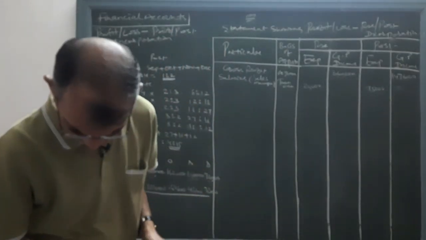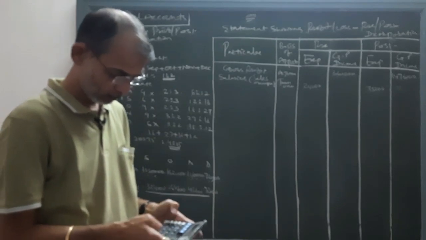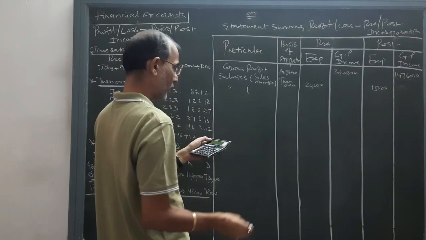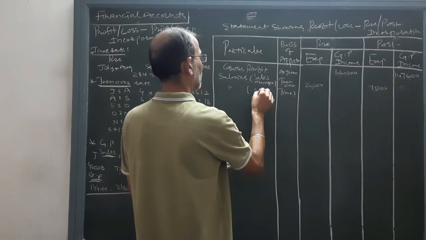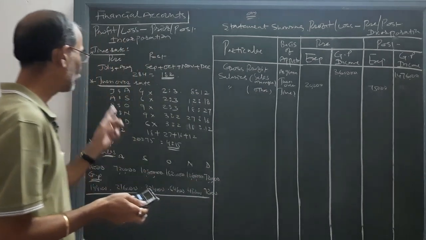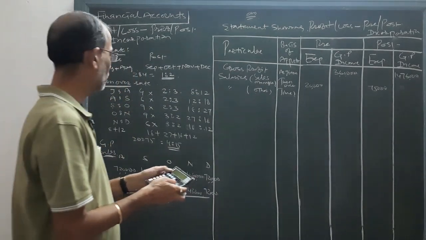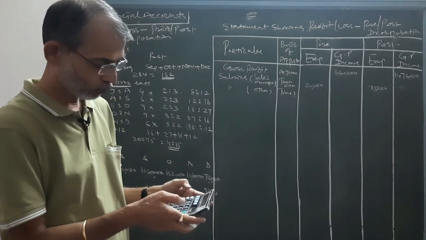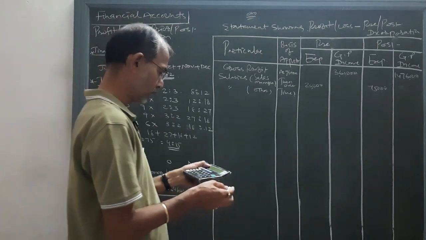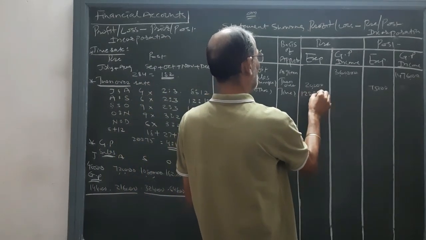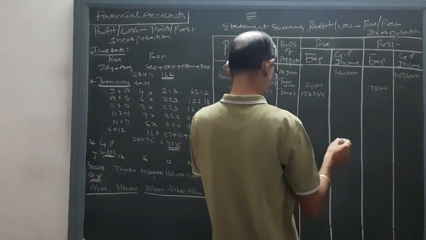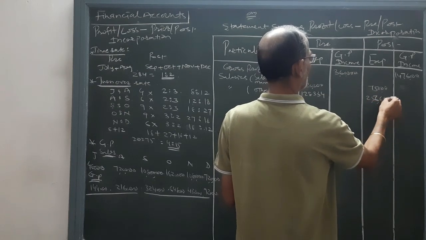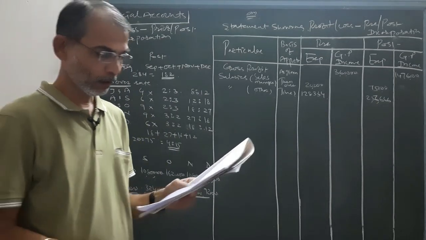Then after remains 480 minus 95,000, 3,85,000, that will be distributed in other. Time ratio is 1:2. So 480 minus 95,000, 385 divided by 3, 1,28,334 and 2,56,666. Commission on sales.